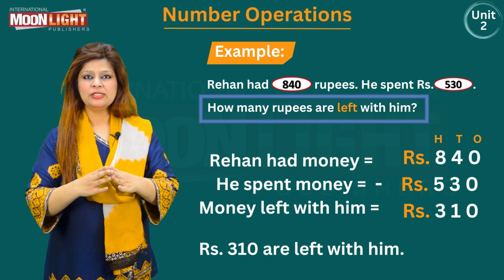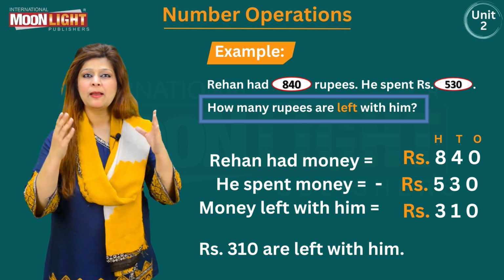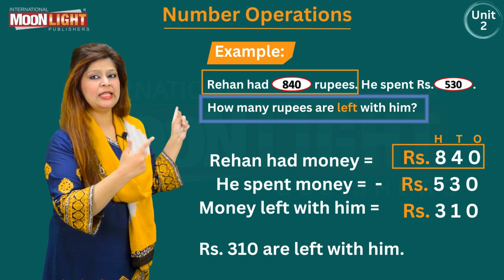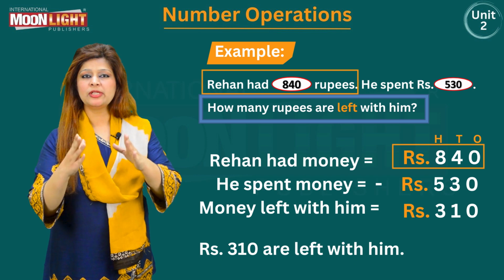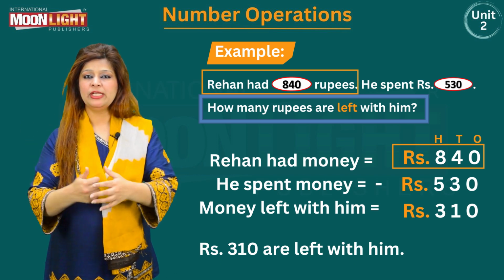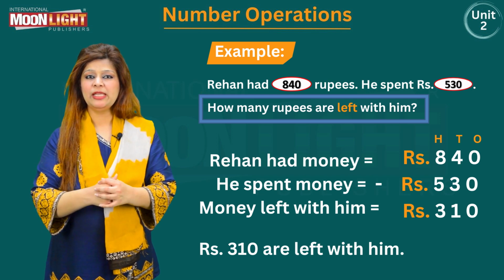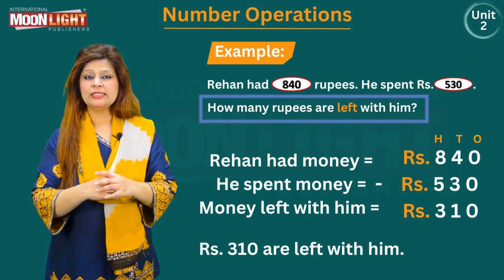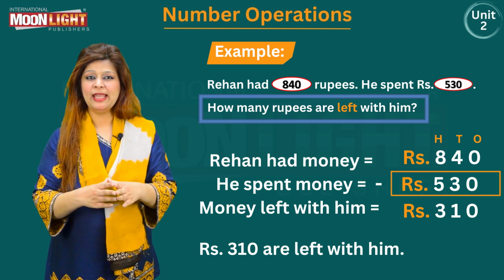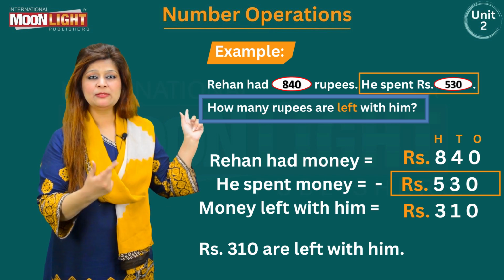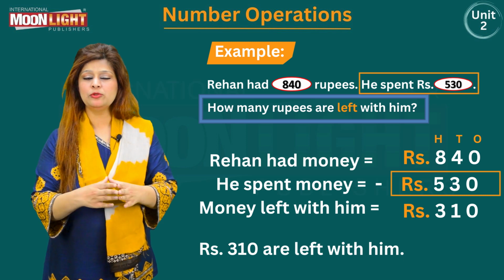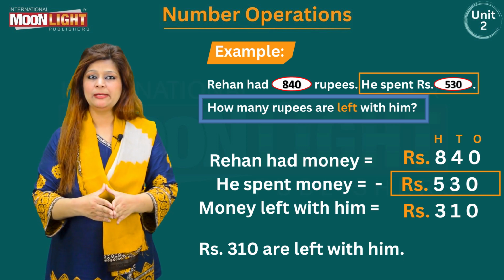Because rupees means money, we are going to write here: Rehan had money is equals to Rs. Rs. stands for rupees. So I will write Rs. 840. Now my second statement will be taken from the second sentence. It says that he spent rupees 530. I will write very easily: he spent money is equals to rupees 530.